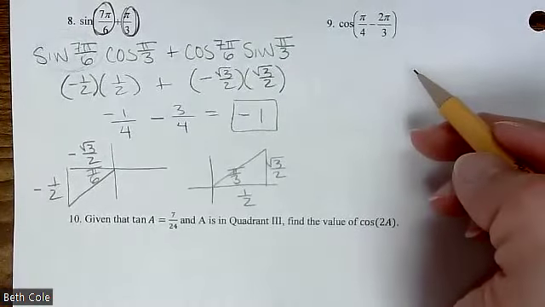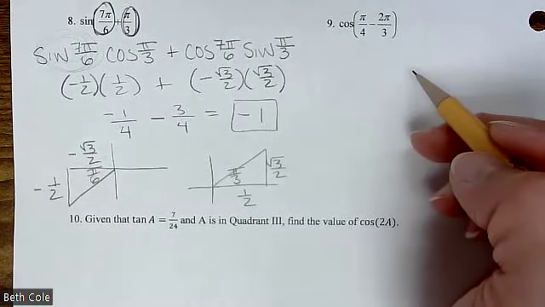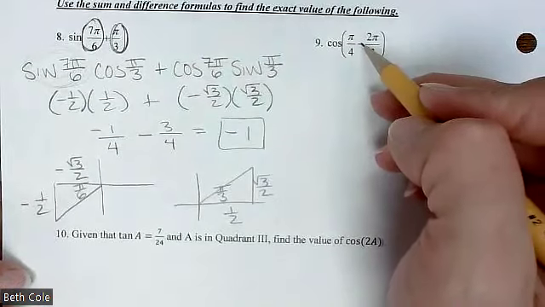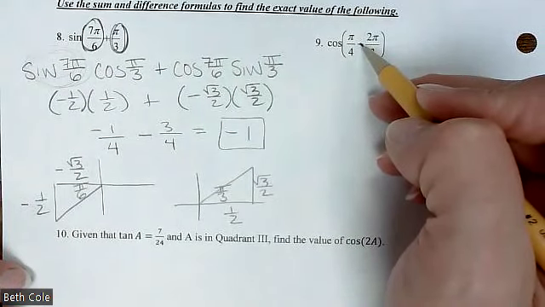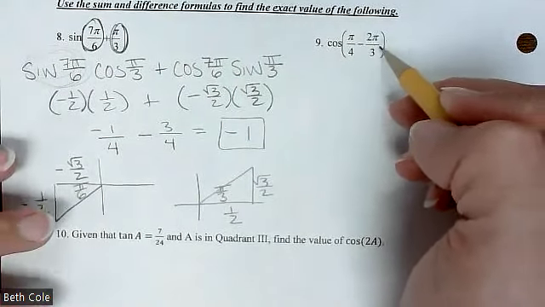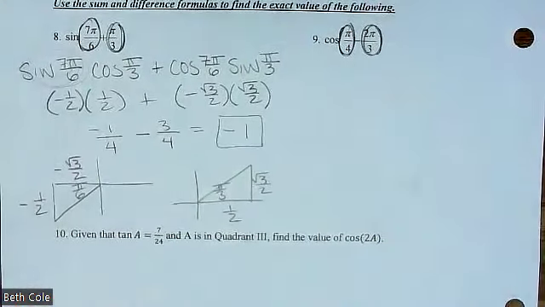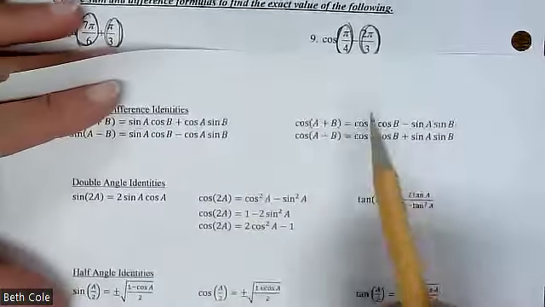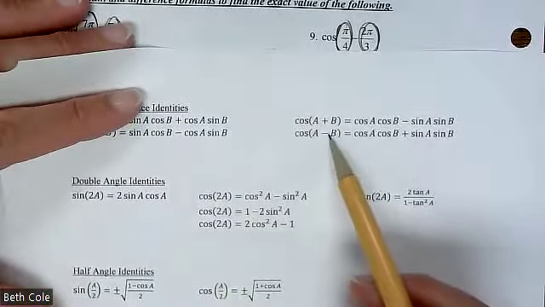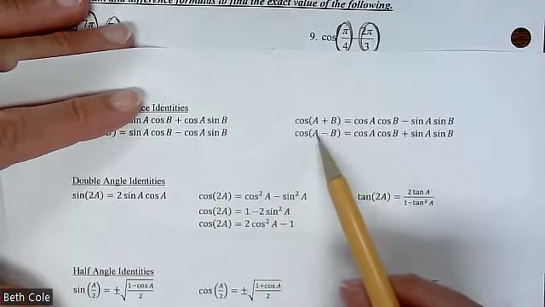I'm going to leave this one for you guys, and I'll fill it in and post it on Schoology. Only thing I want to say about this, do you see that negative there? It does not mean this angle is negative. A is going to be pi over 4. B is going to be 2 pi over 3. That negative just tells you which formula to pick. So you would pick the one that has cosine and a negative. Do you see that there?